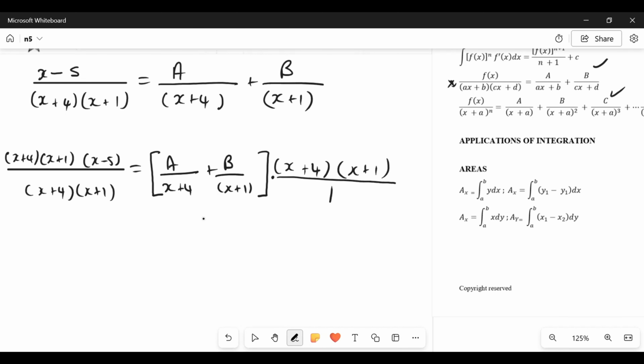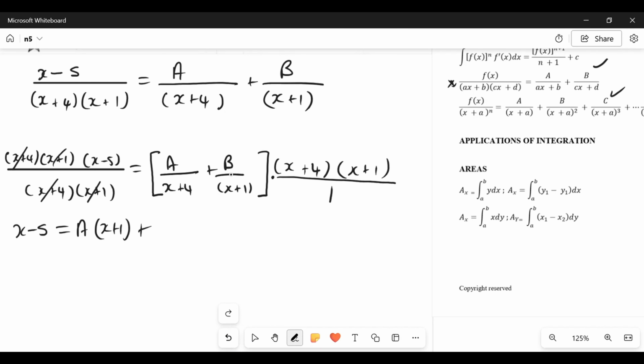So here we're trying to make this question linear. So this x plus 4 and that x plus 4 will divide each other. x plus 1 and x plus 1, they're going to divide each other. So on the right hand side, we're going to be left with x minus 5 equal to. Now this one here, we have to multiply each term with the outer part. If you multiply A over x plus 4, this x plus 4 and that x plus 4 will divide each other. So you're going to be left with only A and this x plus 1. So x plus 1, there we go, plus that plus there.